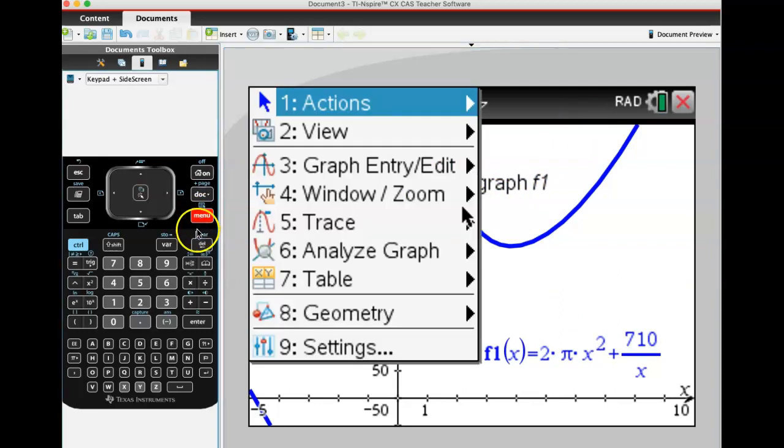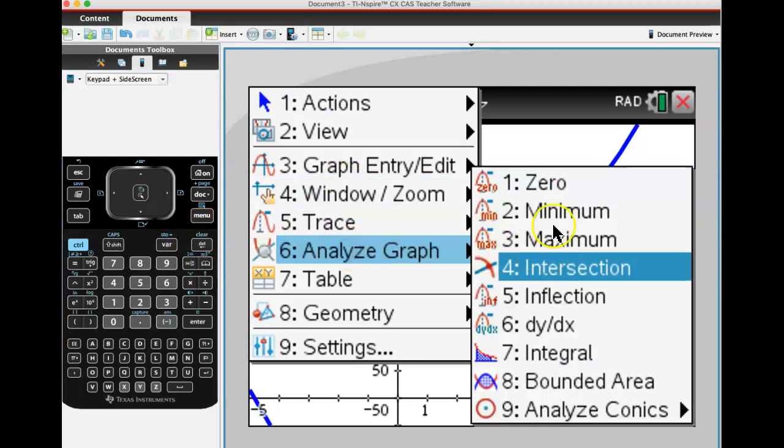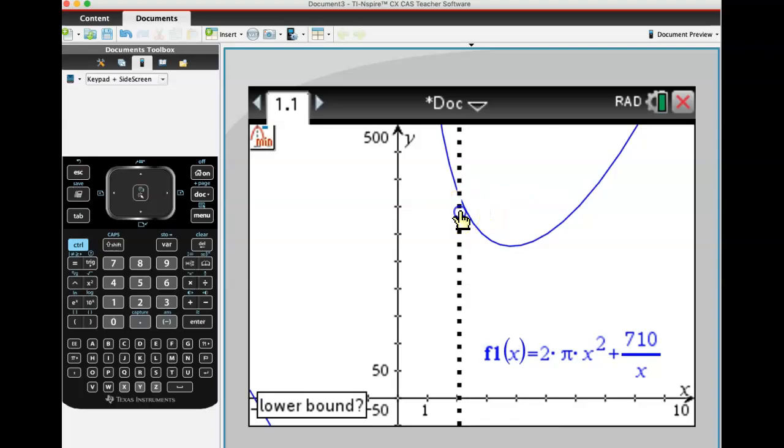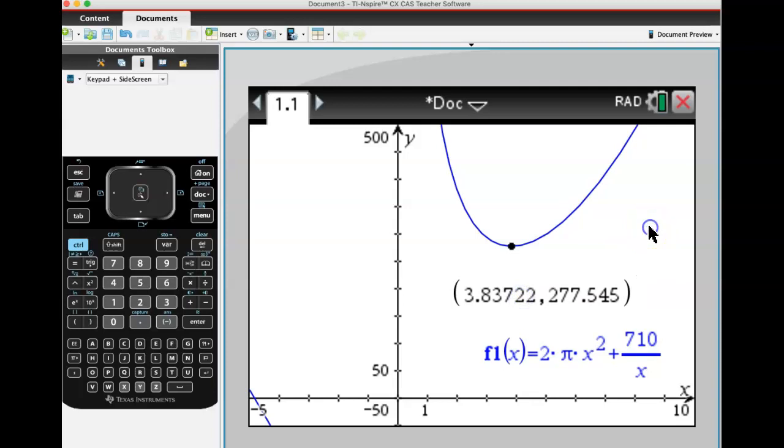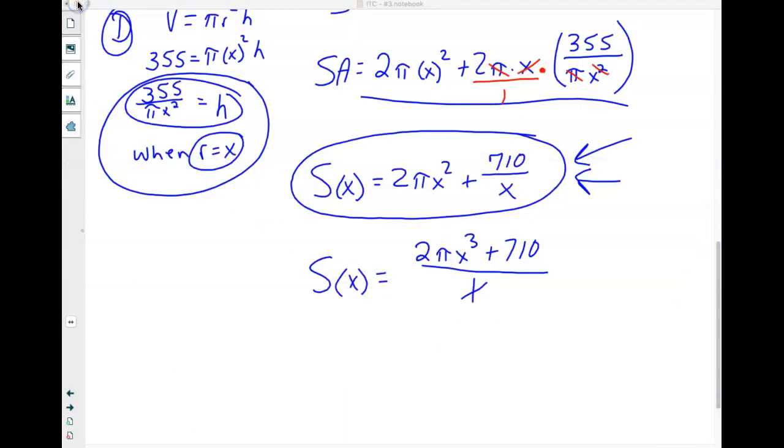We're going to say menu, analyze. This time we want the minimum. Boom, boom. There it is. So check it out. This is my surface area graph, okay? So if my radius is 3.837, I am minimizing my surface area at 277.545, but they want to know what are the dimensions of the can that will minimize surface area.